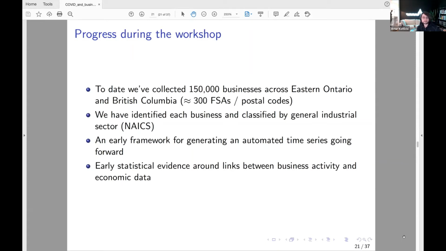We have then translated the data we are getting from Google into more standard ways. For example, we have classified each business type by the NAICS code, and we have prepared an automated and adaptive framework for gathering the data and preparing the time series. This has enabled us to gather quite rich data sets that my colleagues will now further analyze.